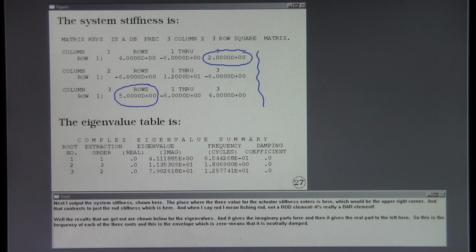Well, the results that we get out are shown below for the eigenvalues, and it gives the imaginary parts here, and then it gives the real part to the left here. So this is the frequency of each of the 3 roots, and this is the envelope, which is 0, means that it's neutrally damped.